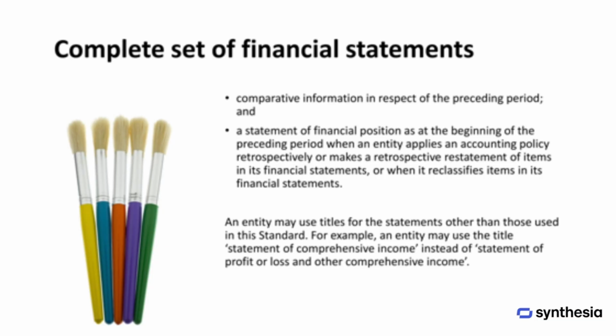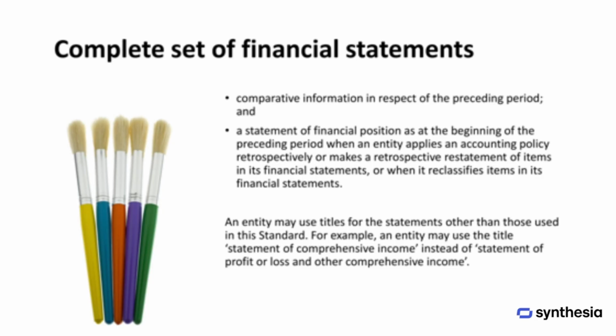A complete set of financial statements also includes comparative information for the preceding period, allowing users to analyze financial trends and assess changes over time. Additionally, when an entity applies an accounting policy retrospectively, makes a retrospective restatement, or reclassifies items in its financial statements, it must present a statement of financial position at the beginning of the preceding period. This ensures transparency and consistency in financial reporting.